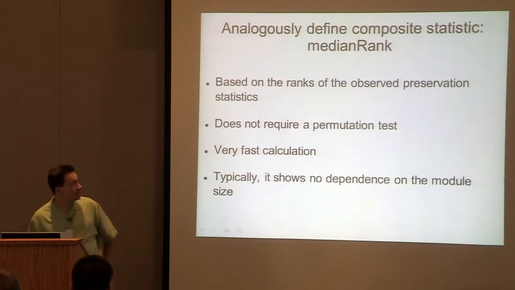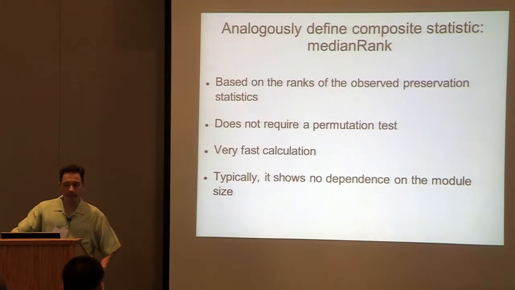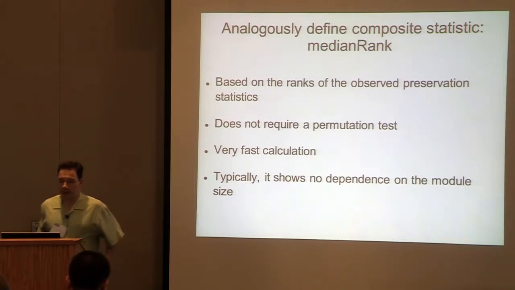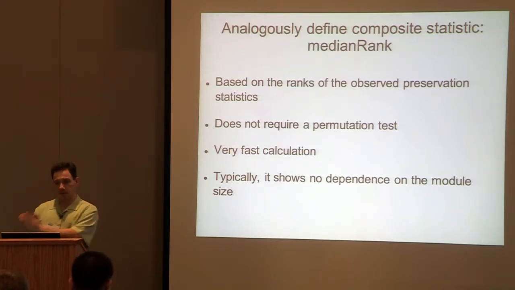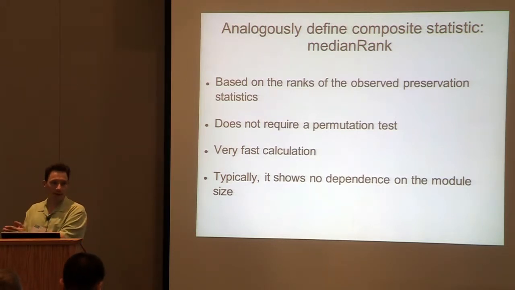Here it is. This statistic is called the median rank statistic. It's really defined in an analogous fashion as the Z summary statistic. However, it does not require a permutation test. And how is it defined? It's actually very intuitive. Remember, you have 8 different preservation statistics. And so let's say you have 20 modules. You can rank each module according to these 8 statistics. You can say this is the most preserved module, this is the least preserved module. And so you end up with 8 different rankings.